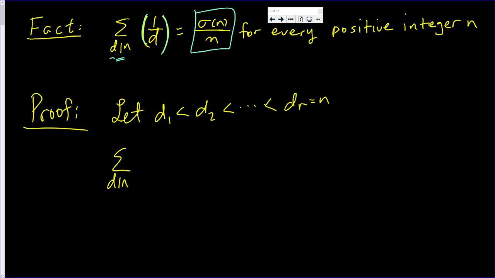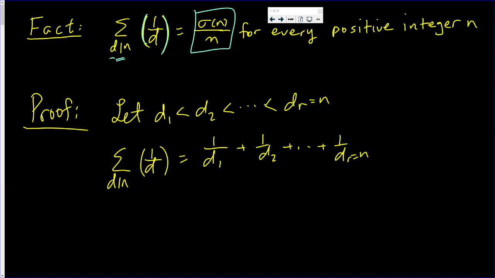So now, the summation of the reciprocal of all the divisors of n: we're going to get 1 over d sub 1 plus 1 over d sub 2, all the way up to 1 over d sub r, which is actually 1 over n.